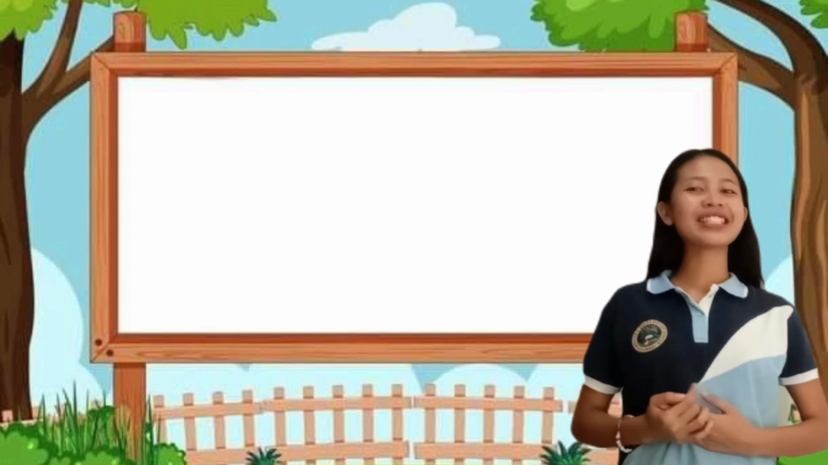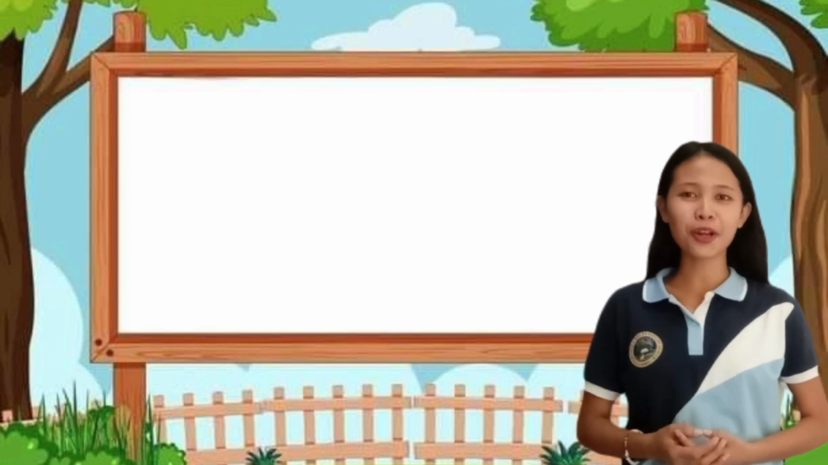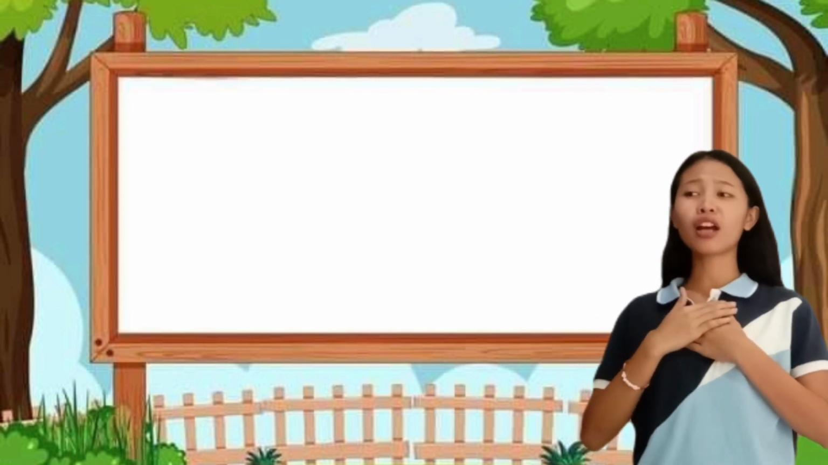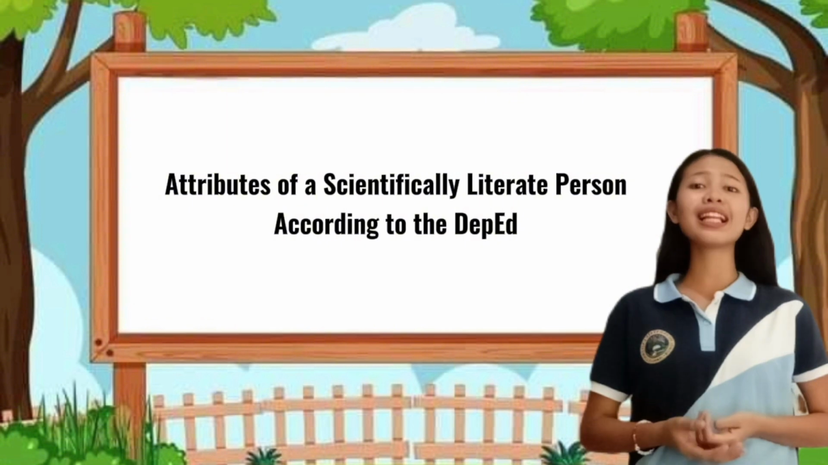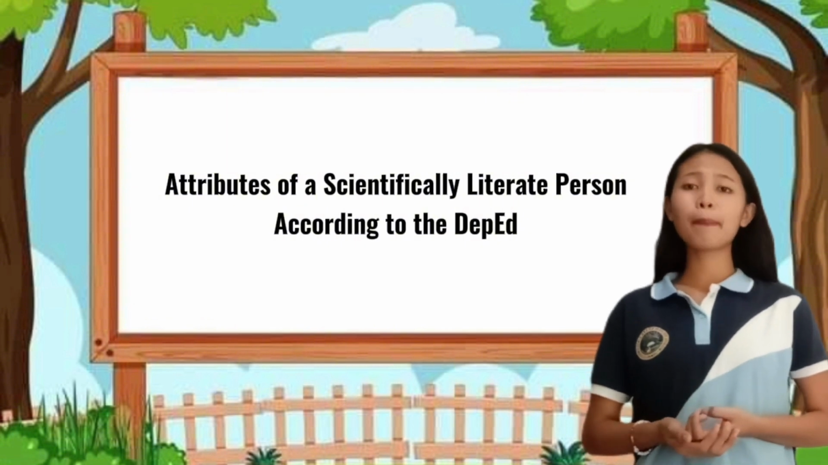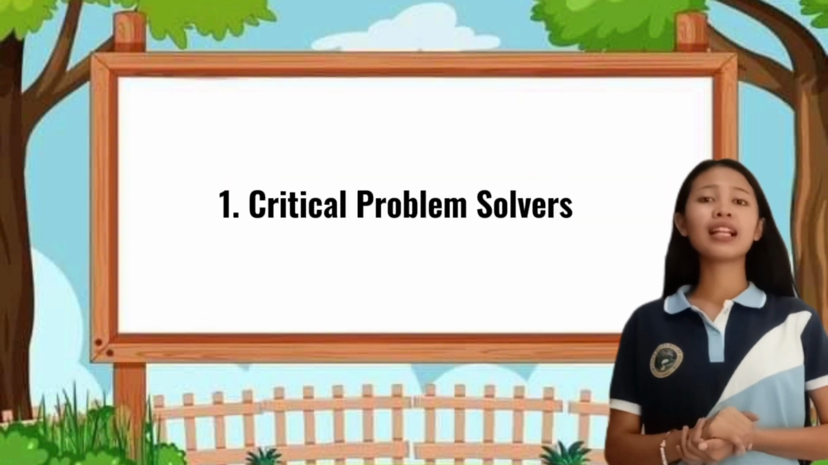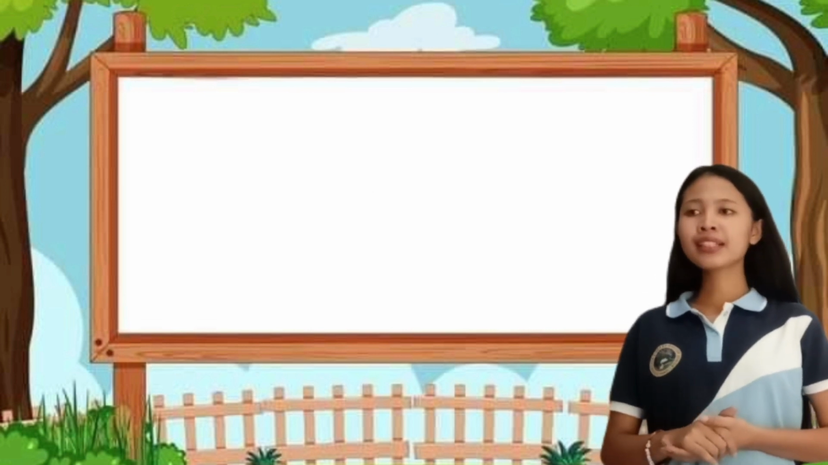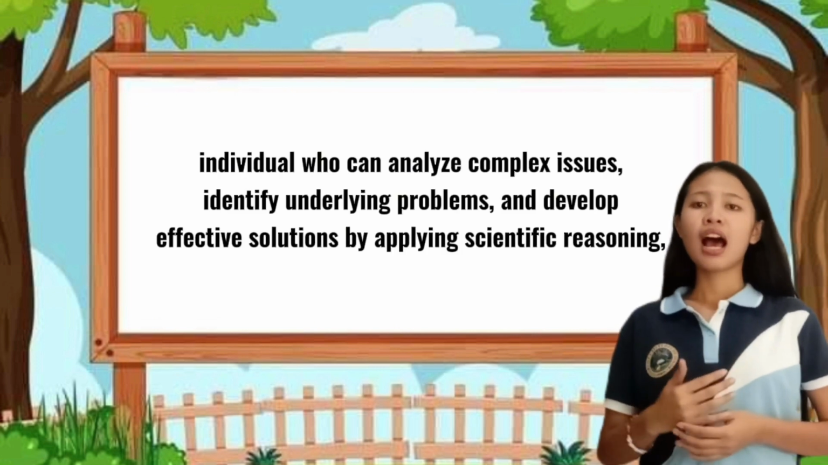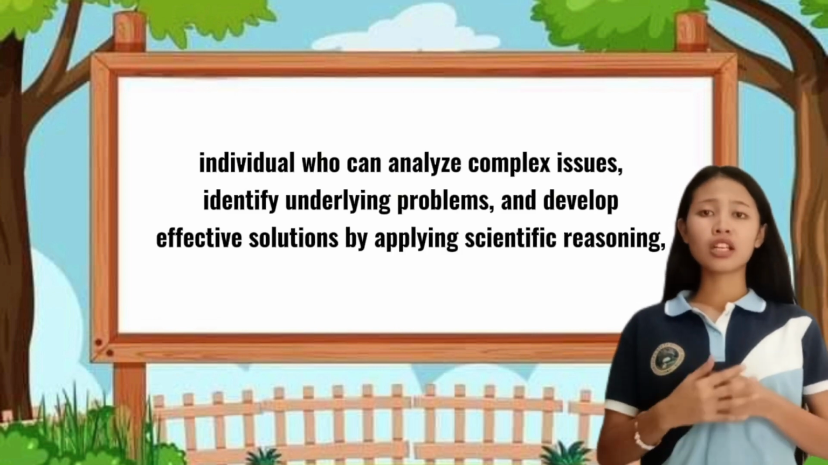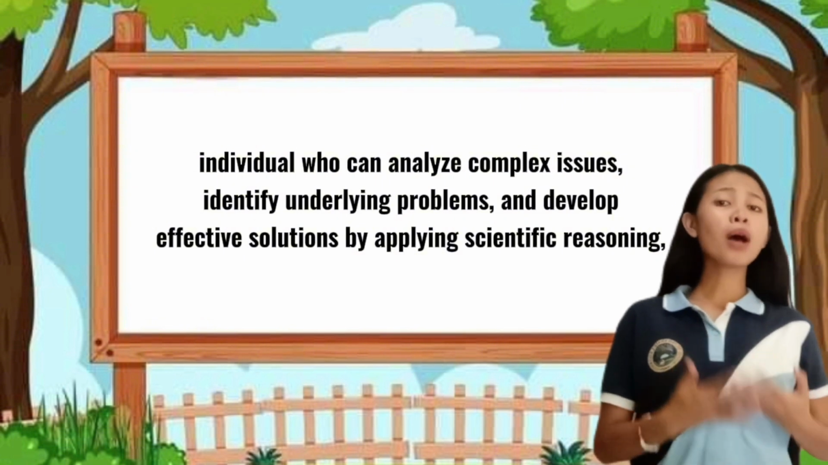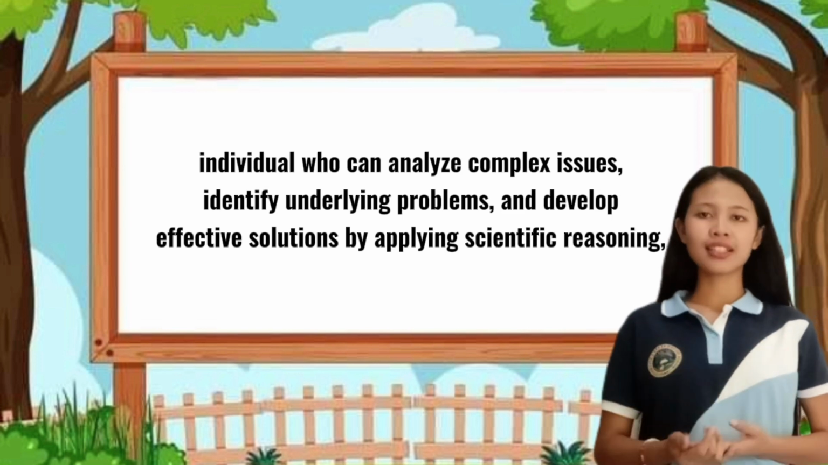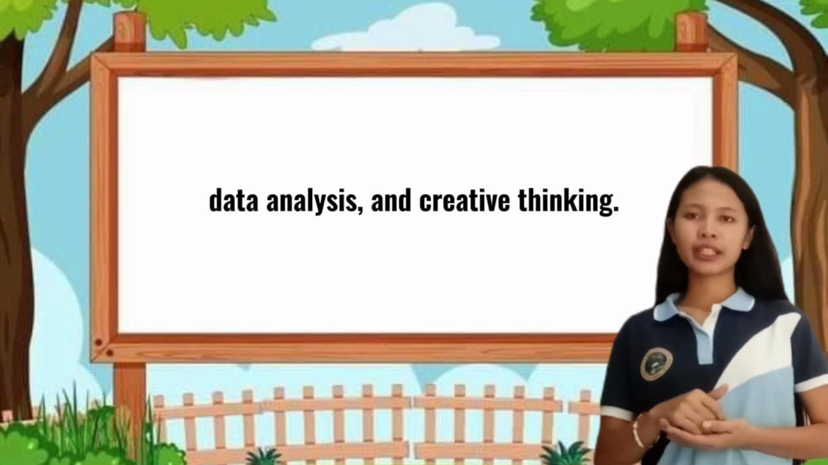Thank you, Ms. Mary. That was indeed a beautiful introduction for our report. And now let's continue our discussion. I am Alma Grandilawan, and we're going to talk about the attributes of a scientifically literate person according to the DepEd. So number 1, a scientifically literate person is a critical problem solver. This means that the individual can analyze complex issues, identify underlying problems, and develop effective solutions by applying scientific reasoning, data analysis, and creative thinking.